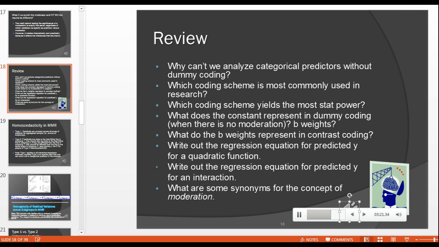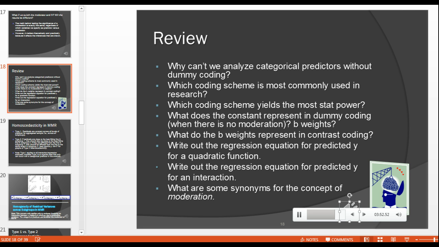What do the B weights represent in contrast coding? In contrast coding, the B weights represent the difference between the groups that you coded negatively versus the groups you coded with a positive sign. So if those are significantly different, you know that the contrast that you created, contrasting 2 groups of departments or 1 department against 2 other departments, or however you set it up, means that the means are significantly different.